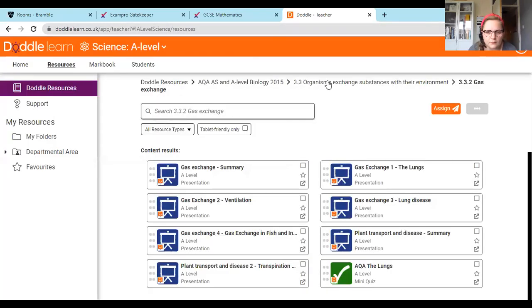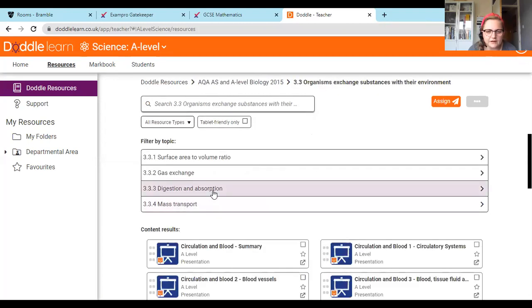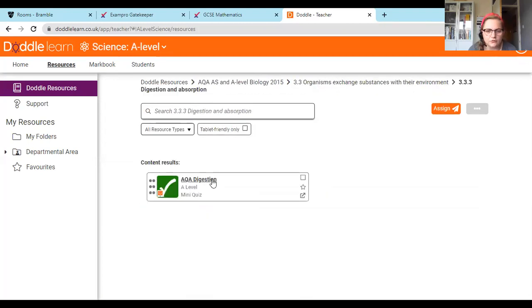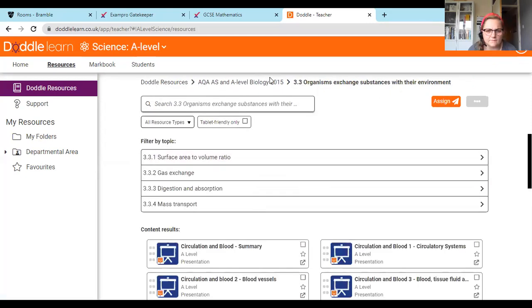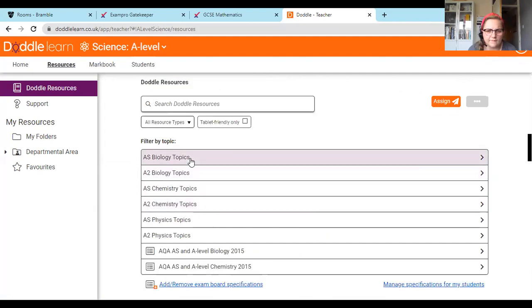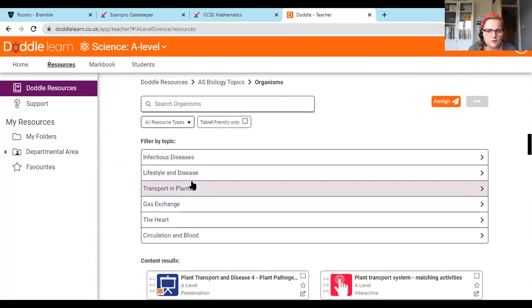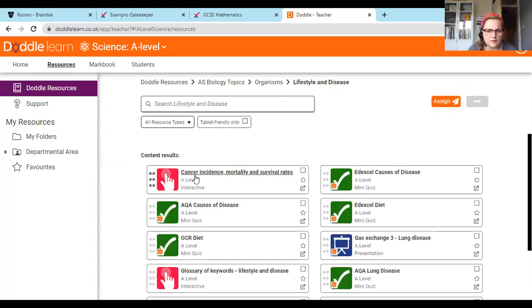And now I just want to go back, and we're going to have a look at digestion and absorption. No, I don't want to do that. Let's just go back to the AS biology. Organisms, lifestyle disease. We've done lifestyle disease, haven't we? Pathogens, lung disease. Yeah.